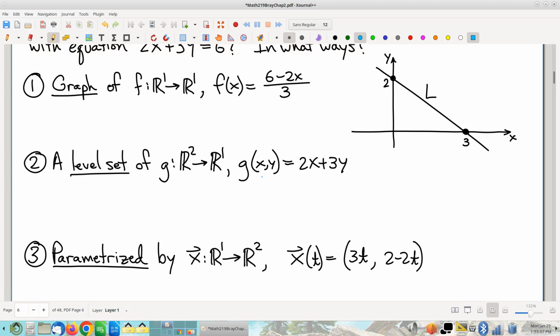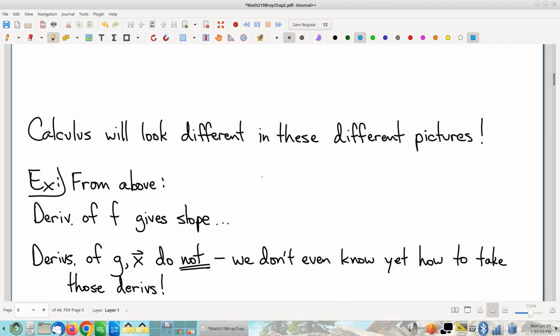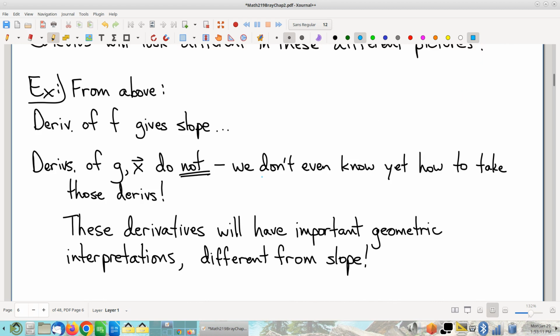Strictly speaking. Okay, so I've already kind of talked through all of this. The whole point of this distinction is that the calculus is going to look different in all of these constructions, and you've got to use the right calculus for the right interpretation. In order to do that, you've got to know what kind of picture you are looking at, and the calculus of level sets is totally different from the calculus of graphs, et cetera, et cetera.